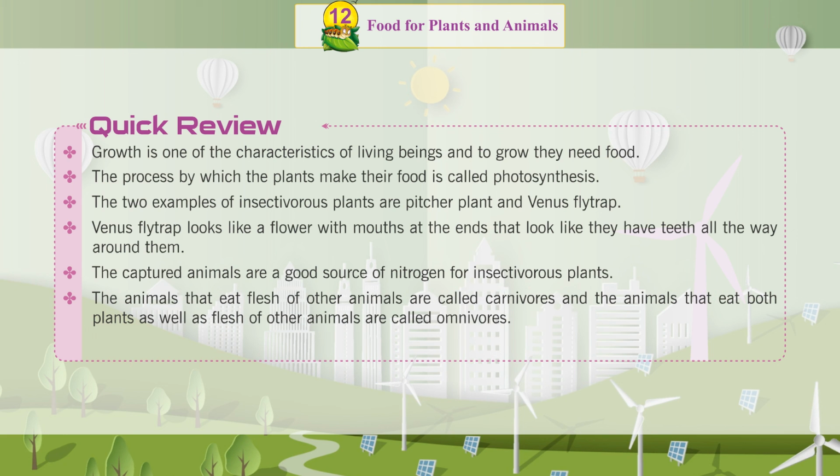The animals that eat flesh of other animals are called carnivores, and the animals that eat both plants as well as flesh of other animals are called omnivores. All animals, whether herbivores or carnivores, depend directly or indirectly on plants for food.